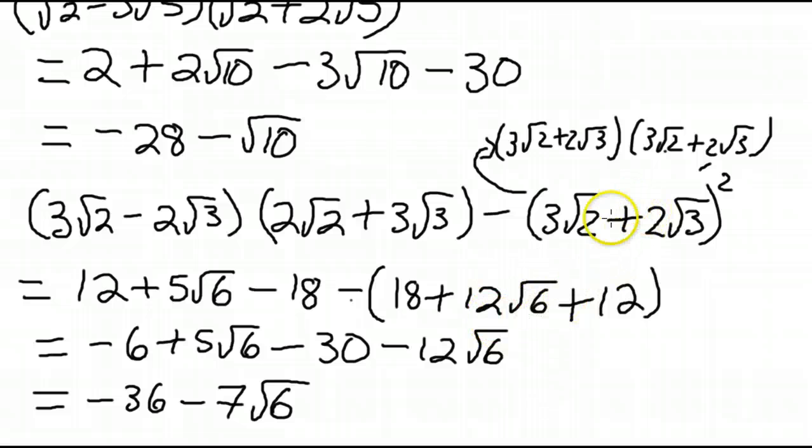12 root 6. Plus, whether that's a plus or minus, this sign affects this. This sign will be the same as this. The last term is always a plus. If that's a minus, it would be a negative times a negative. 2 times 2 is 4. Root 3 times root 3 is 3. And 4 times 3 is 12.